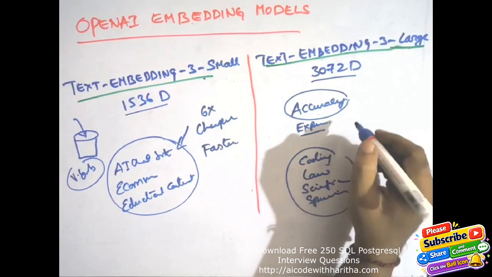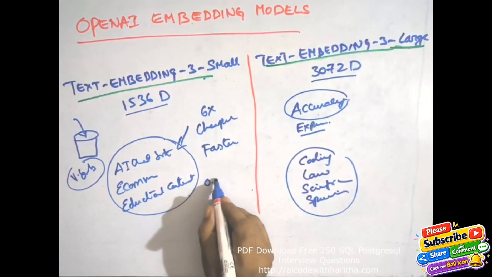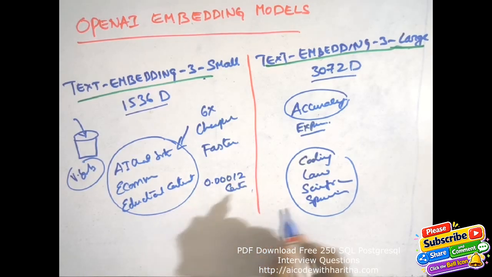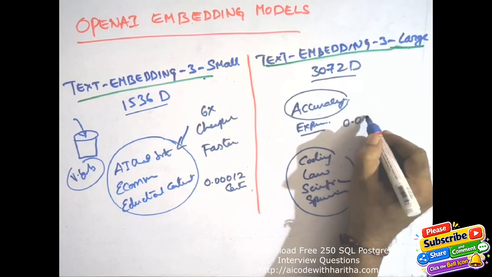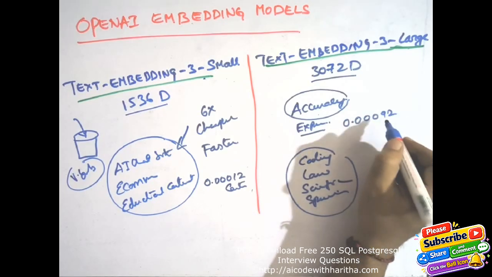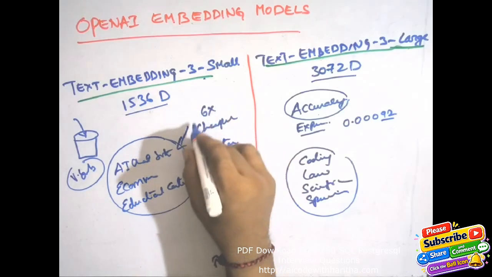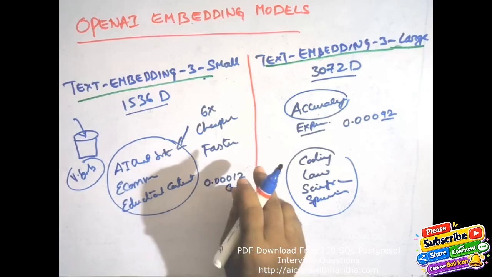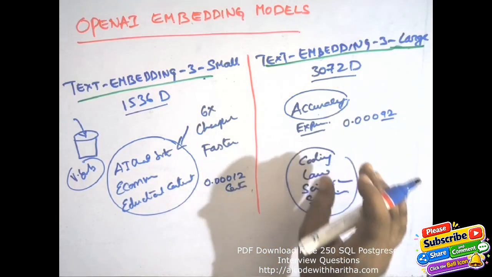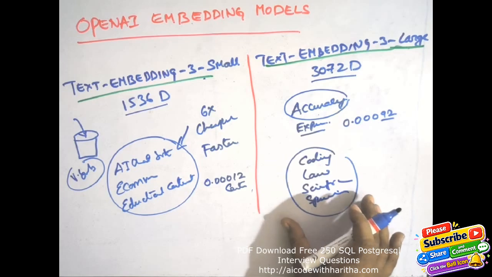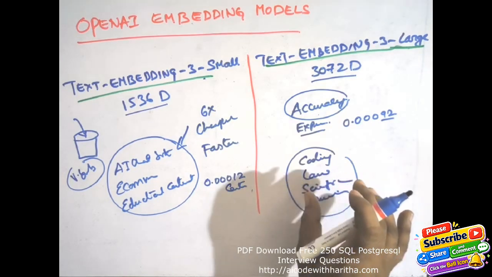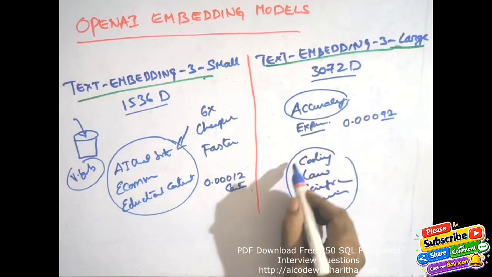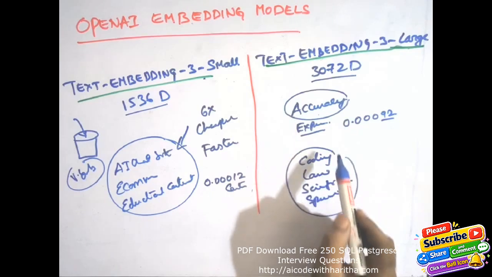Now let's check the cost. For example, this cost is 0.0012 cents per token, and this one is 0.0092. See how much difference, 6 times cheaper than the large model. But when you want real accuracy and don't care about expenses, go for this one. For scientific documents, law documents, coding, where updated information is required, we need these 3072 dimensions.